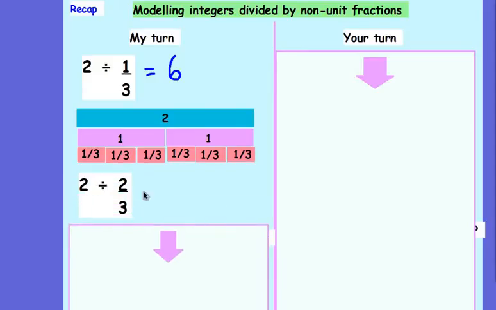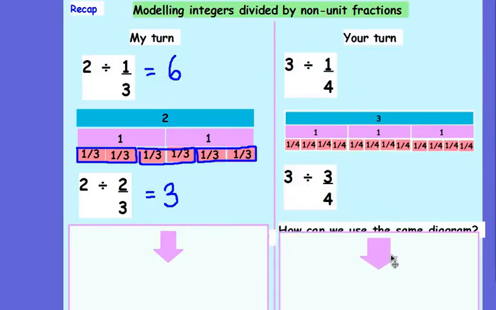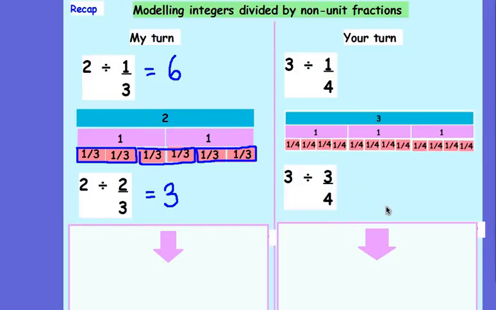I then asked you, how could I work out 2 divided by 2 thirds using the same model? Well, I could put each of these thirds into a pair to give me 2 thirds, like so. And I know there are 1, 2, 3 lots of 2 thirds within 2. Over to you, Year 7, in your light blue books, using this model, can you work out 3 divided by 3 quarters? Pause the video for 30 seconds and work that out now, please.